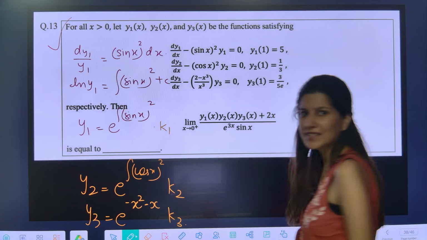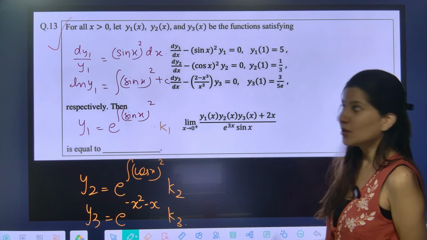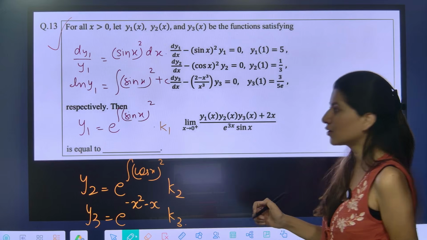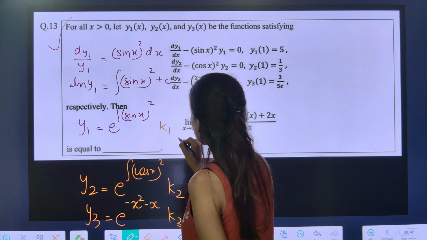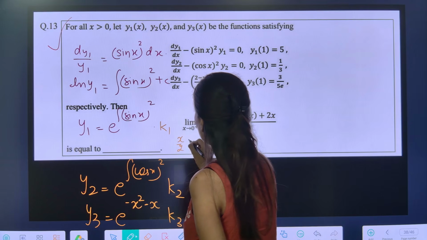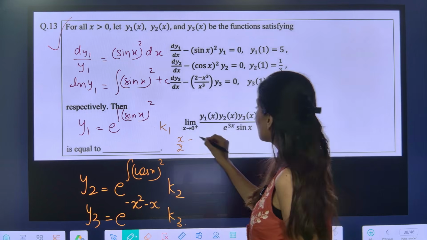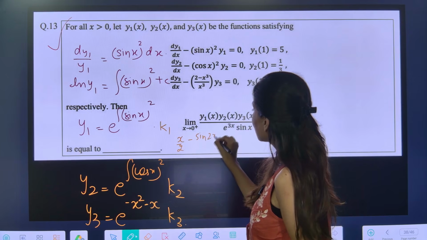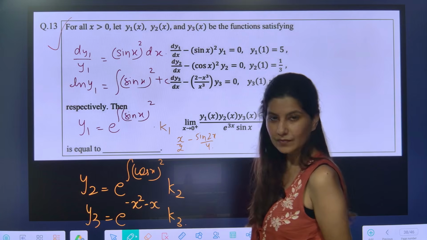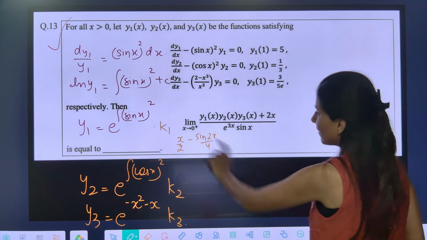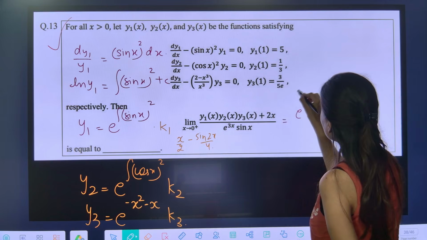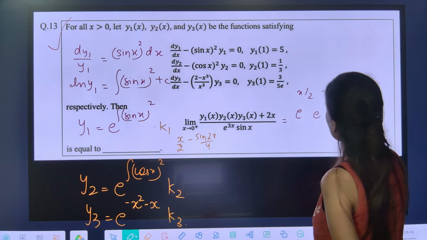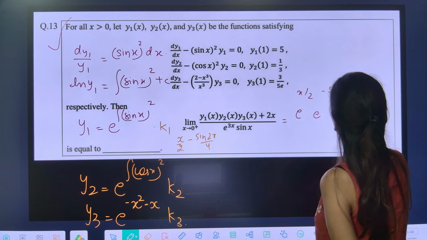y1, integration of sine x whole square. So sine x whole square is 1 minus cos 2x, right? So now 1 minus cos 2x. So integration of 1 minus cos 2x is x by 2 minus integration of cos, which is sine, sine 2x by 4. Correct? This is how your y1 will look. So now let's start putting the value. y1 will be e power x by 2, e power minus sine 2x by 4.